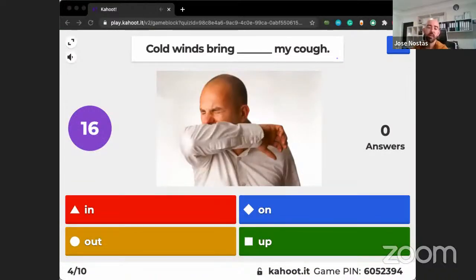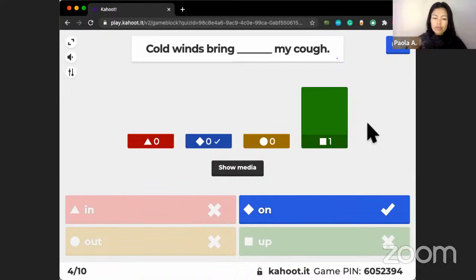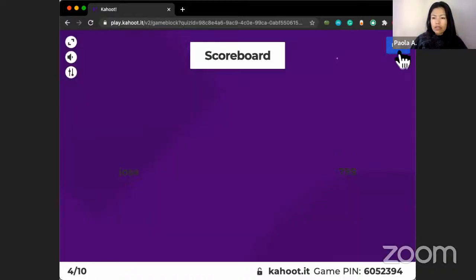Cold winds bring... like cold. Cold winds bring... Bring up, maybe. Bring on. So bring on is to start. When it's cold, they start to cough. Let's bring on. Start.